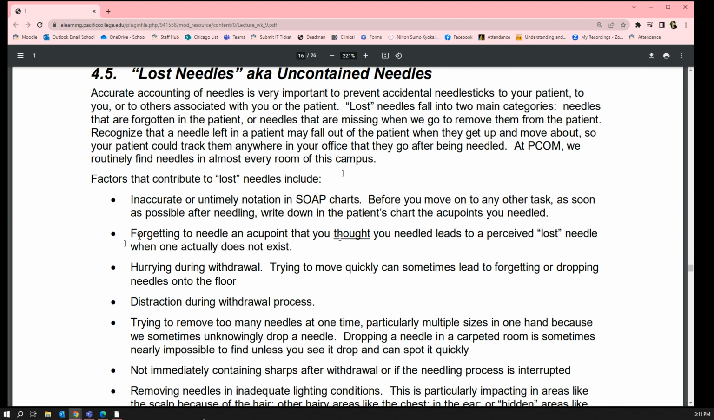Next up, forgetting to needle an acupoint that you thought you needled leads to a perceived lost needle when one does not actually exist. Hurrying during withdrawal. So you might forget a needle, you might drop a needle onto the floor.